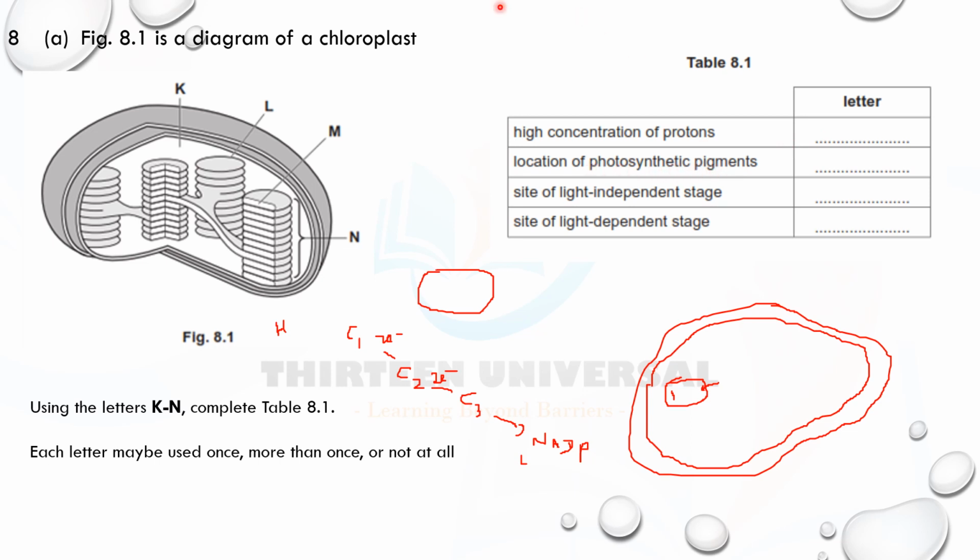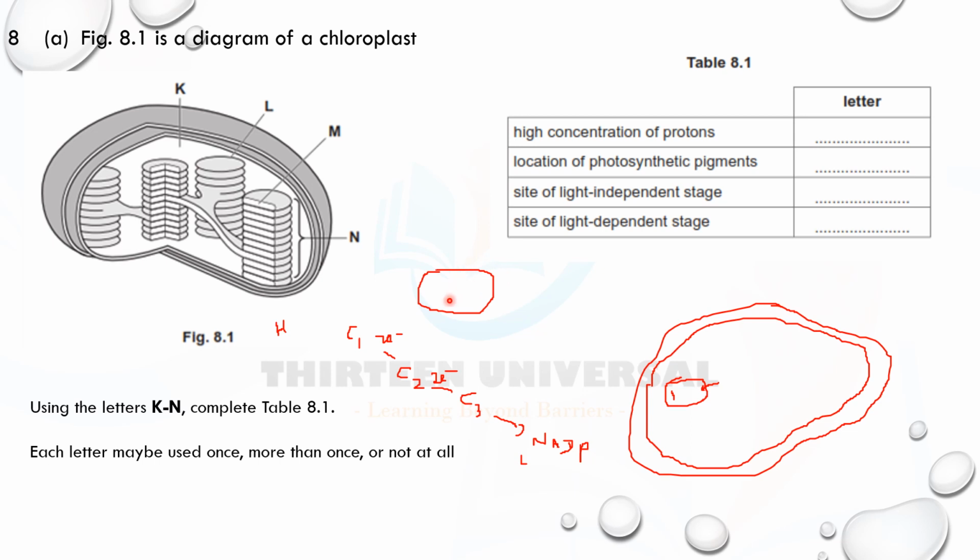There is a location of photosynthetic pigment. Where is it found? Photosynthetic pigment is located on the thylakoid membrane, which is L, because this is grana, which creates a large surface area for it. So this L or N, that's the membrane that is here.